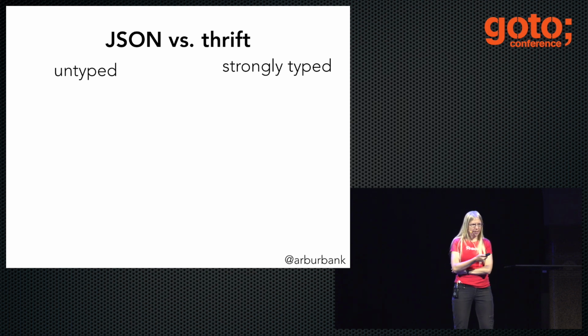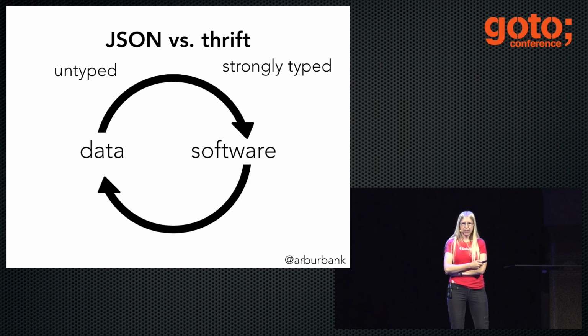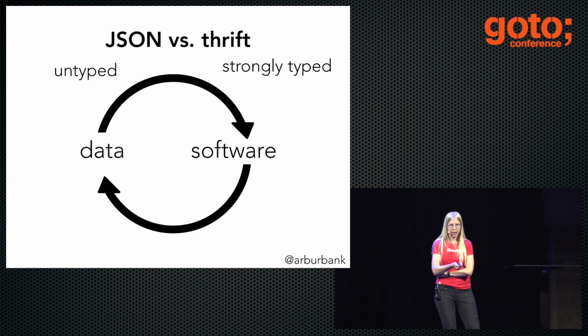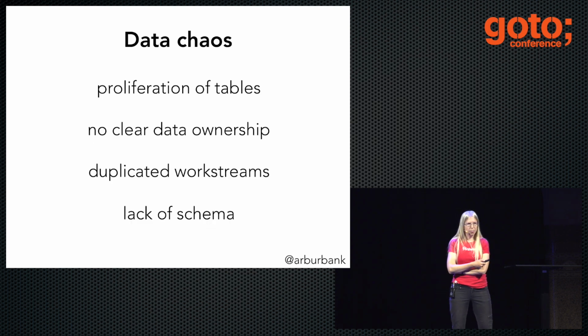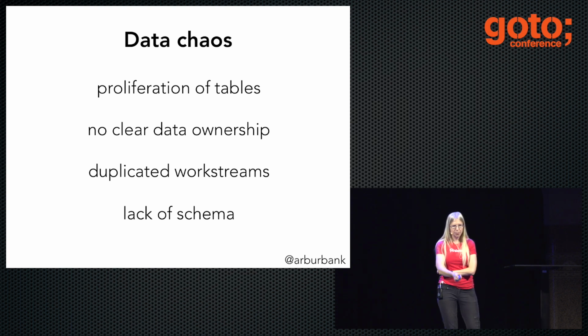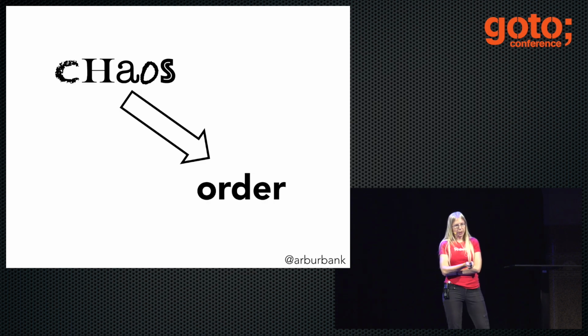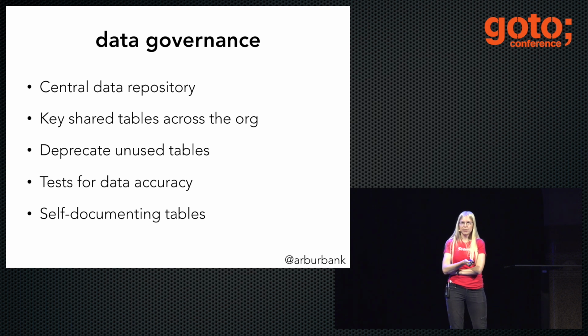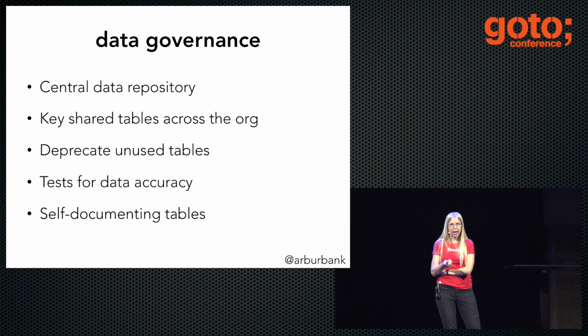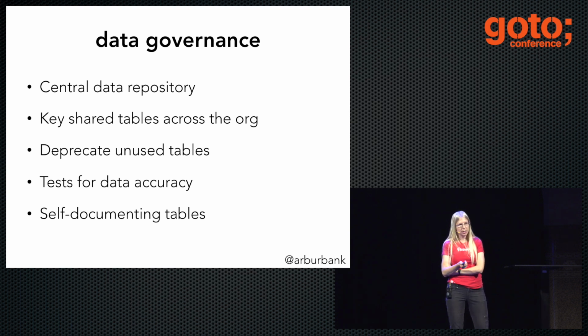So I just described JSON as untyped and thrift as strongly typed. If you're a software engineer, maybe that sounds familiar. Data as software. Maybe the things that we need to do to keep our software in check are the same things we need for data. So the problems we talked about: proliferation of tables, no clear data ownership, duplicated work streams, lack of schema. How can we turn that into order? Things like a central data repository, key shared tables across the whole company, deprecation of unused tables, tests for data accuracy, self-documenting tables.